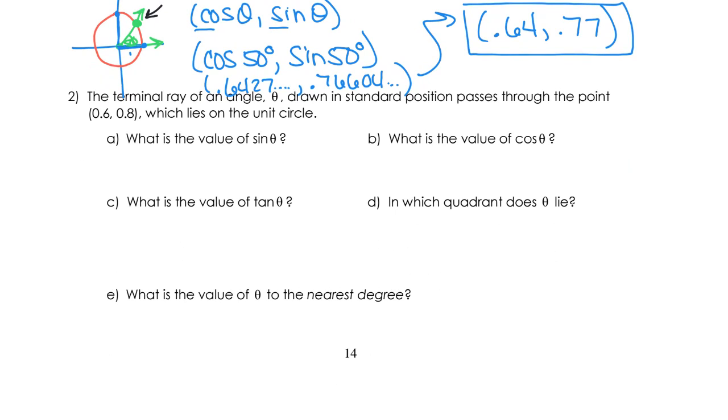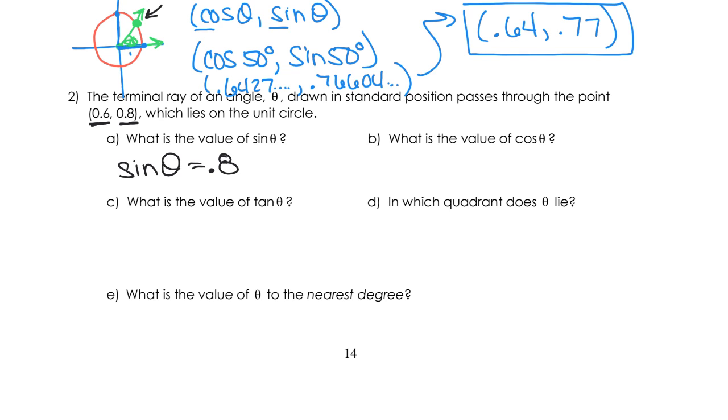Number 2. The terminal ray of an angle theta drawn in standard position passes through the point (0.6, 0.8), which lies on the unit circle. Part A: what's the value of sine theta? Well, remember that this is your cosine and this is your sine. And so we can say sine theta would equal 0.8.